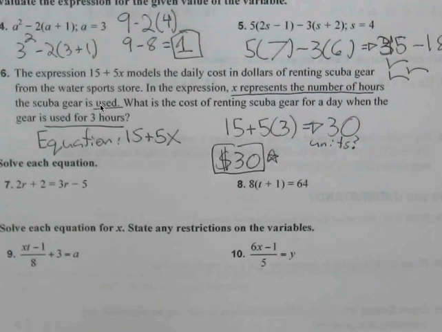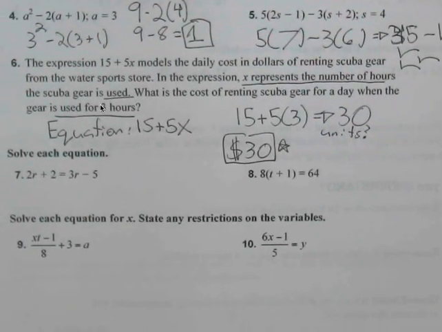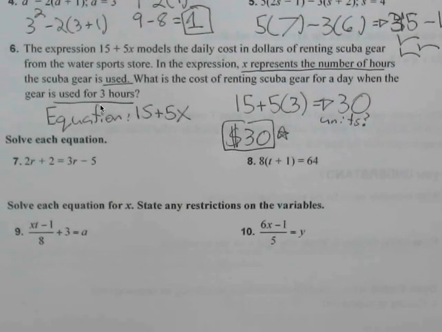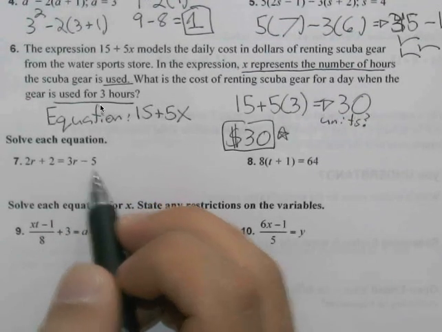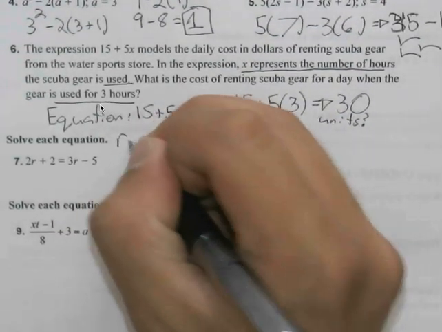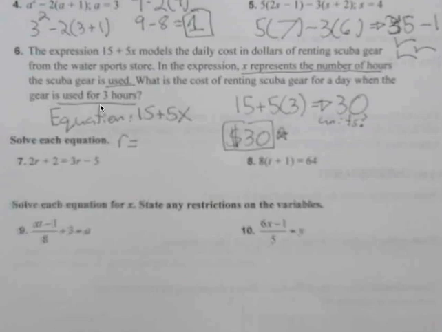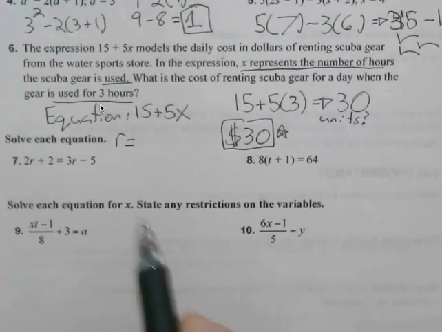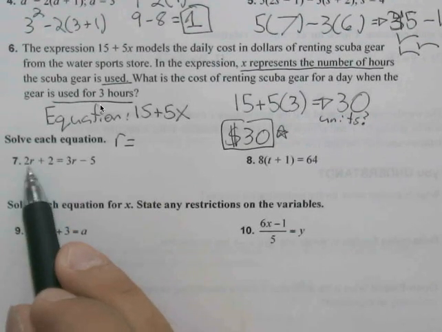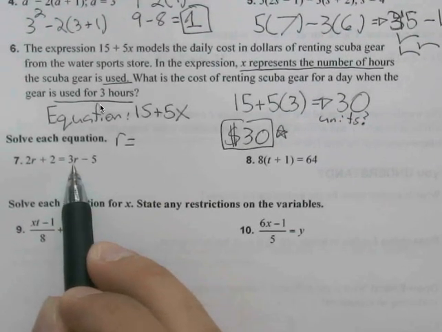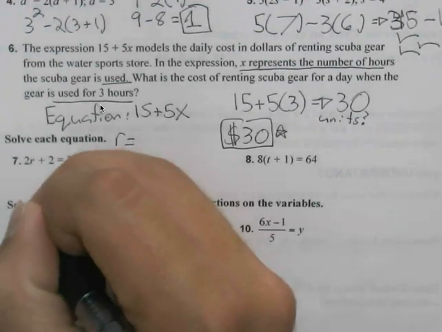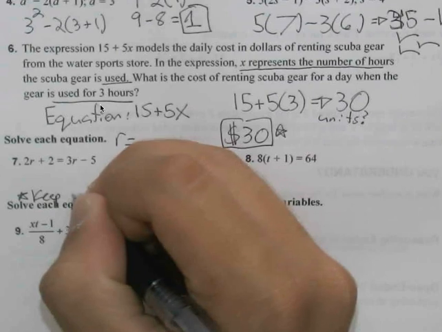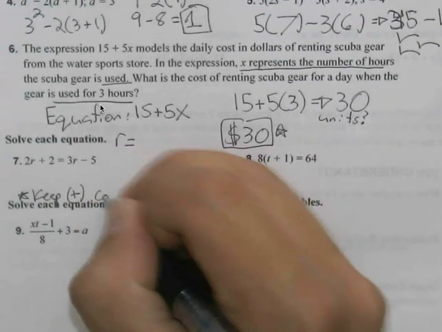Shouldn't be too bad. Moving to solving equations, we have 2r plus 2 equals 3r minus 5. So we're working with the variable of r, trying to isolate r. That's crucial. We have 2 sides of this equation to keep in mind. So I think it's going to make the most sense to move 2r to the right-hand side so that we keep a positive coefficient. So that's a goal here, is to keep a positive coefficient.